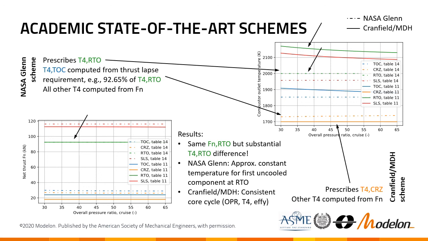And we can probably summarize the intuition behind these design schemes such that NASA's Glenn is trying to achieve approximately a constant temperature for the first uncooled component in rolling takeoff, while the Cranfield MDH scheme tries to achieve a consistent core cycle.